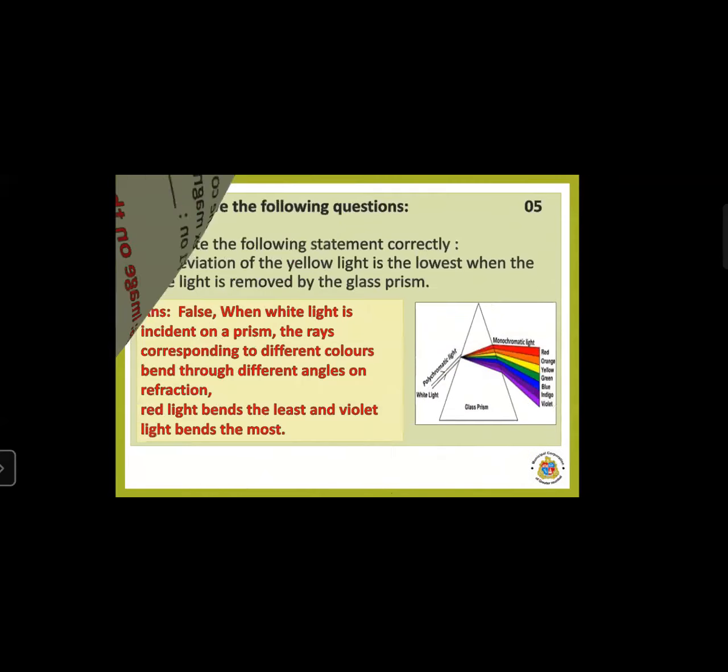Now next question, that is the third. Write the following statement correctly: the deviation of the yellow light is the lowest when the white light is removed by the glass prism. Now student, this question carries 2 marks because the question is to write the following statement correctly. So the answer for true or false is 1 mark, and for the statement 1 mark. So it carries 2 marks.